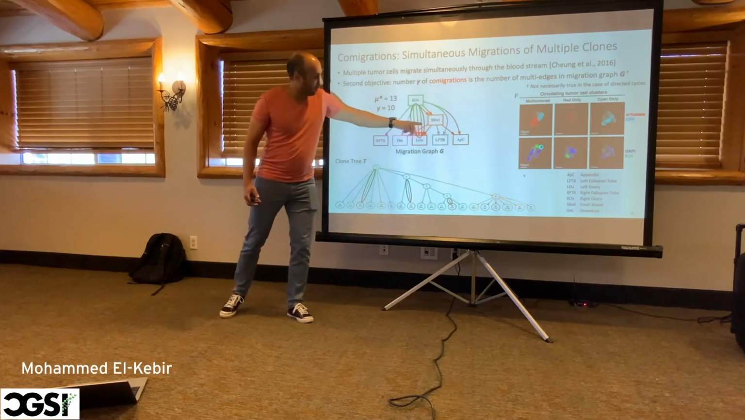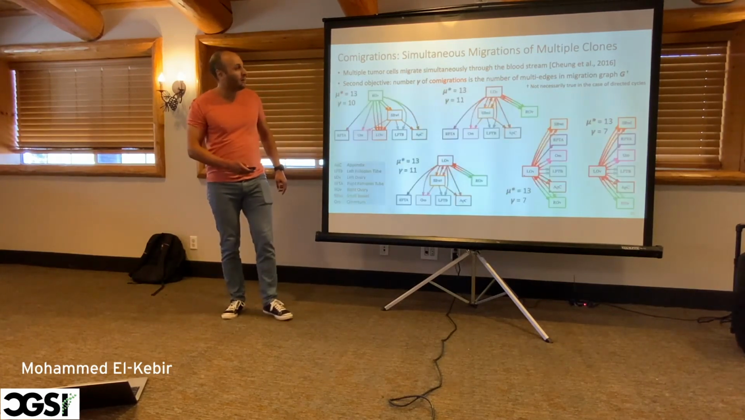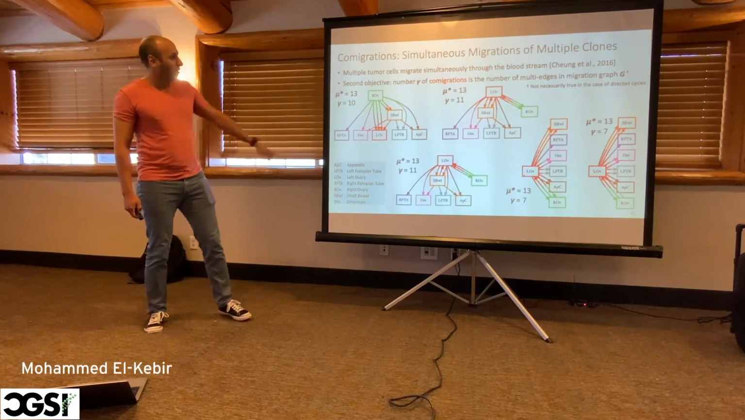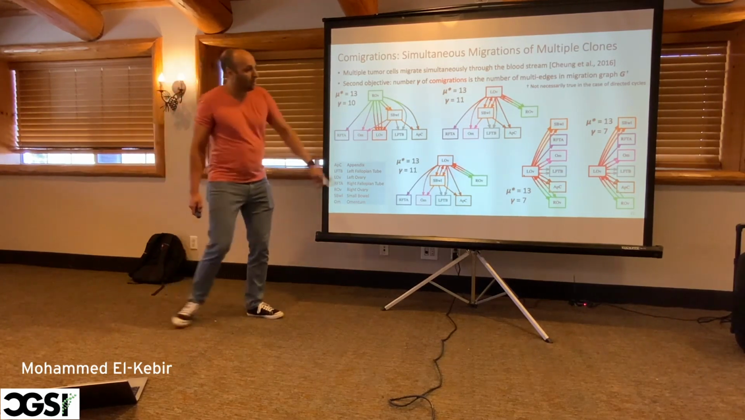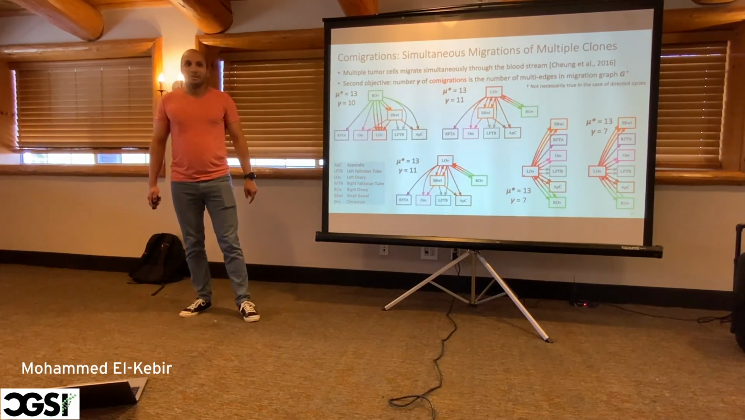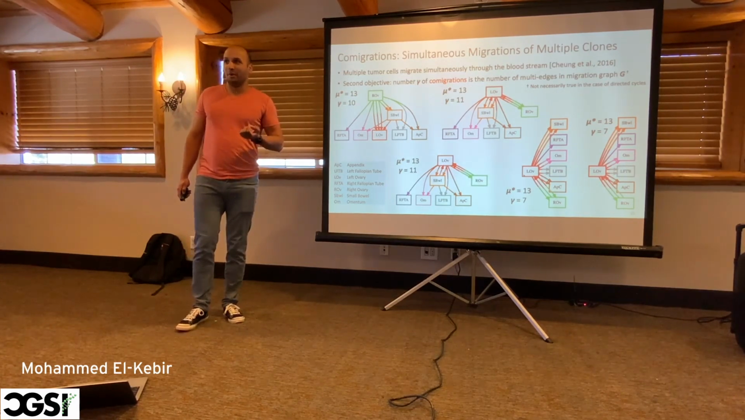So this will be one co-migration. So here, the co-migration number is 10. If we go back to these five different solutions that we had here, what was reported in the paper had 10 co-migrations, but these two solutions on the right have 7 co-migrations, right? So it's more parsimonious. That's the idea behind this paper. There's a second objective, co-migrations, that we also want to optimize for.